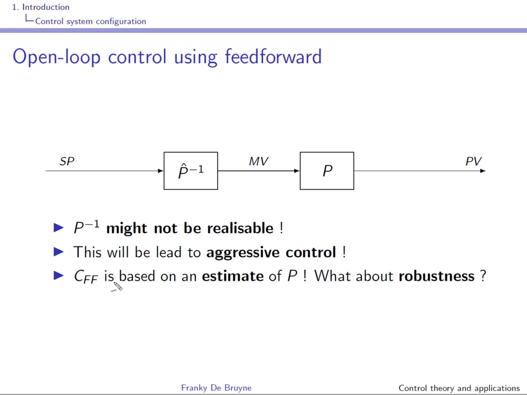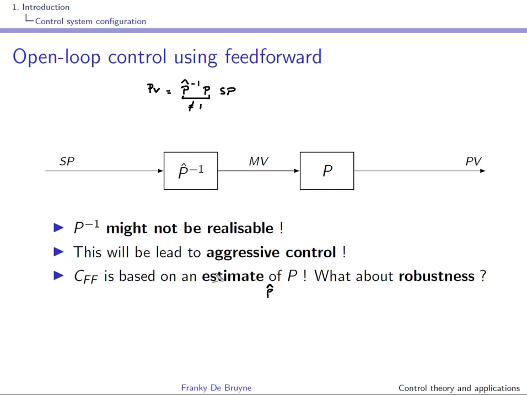Well, we see also that our feedforward controller is based on an estimate of P, and we'll call this estimate P hat. We have to use an estimate because we do not know the actual process exactly. Because of this fact, the relation between PV and SP is as follows. It's P hat inverse P set point, right? So in general, this will now be different from 1.